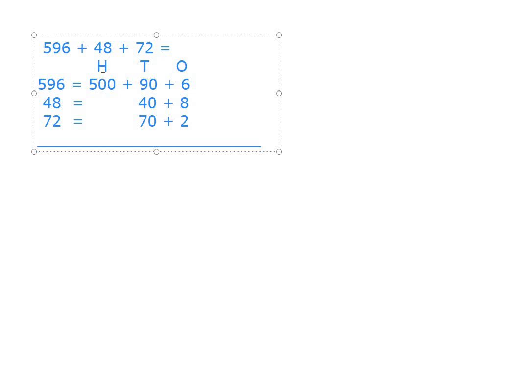Now I will move to my second step, that is add ones. So I need to add the ones digits, that is 6 plus 8 plus 2. 6 plus 8 plus 2 will be 16. So I'm going to write the answer 16 under the line in the ones column. So I have written the answer 16 in the ones column.